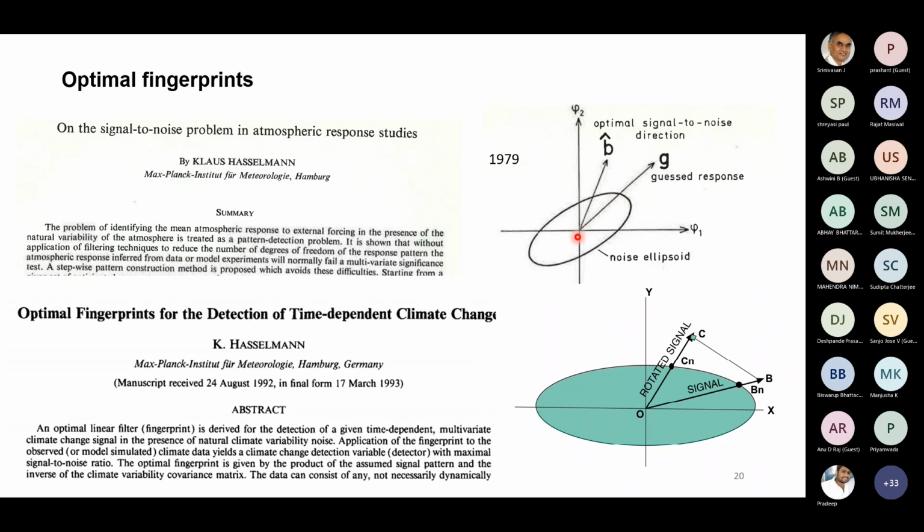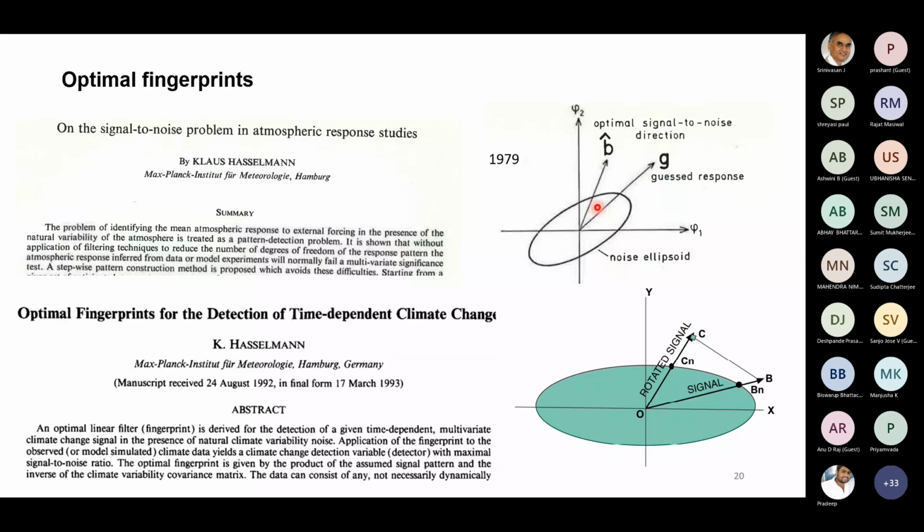So where this line cuts the ellipse, if that length is long, it means the noise is long. And he showed how to maximize the signal to noise ratio. He said the best detection would not necessarily correspond to the direction of the signal, especially if that direction also has a lot of noise, right? If there's a lot of variability.